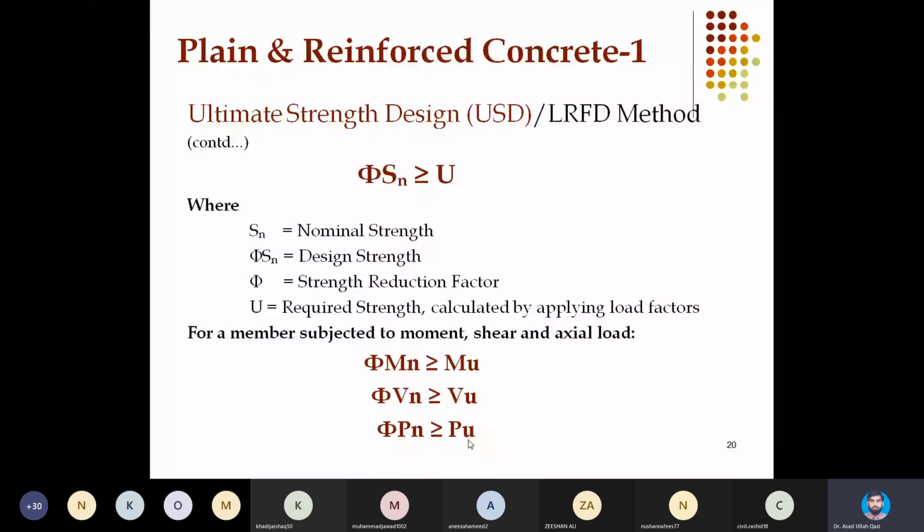And we are using a subscript U, and this is used to state that it is ultimate moment, ultimate shear, ultimate load. So ultimate means that the service moment or service shear or service load is multiplied with a factor of safety, which are load factors.